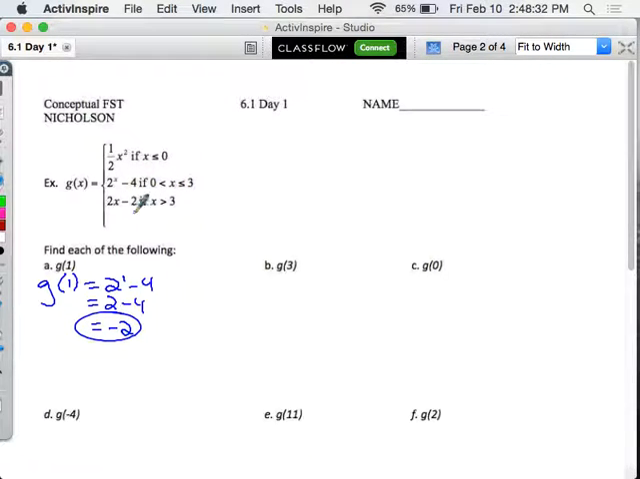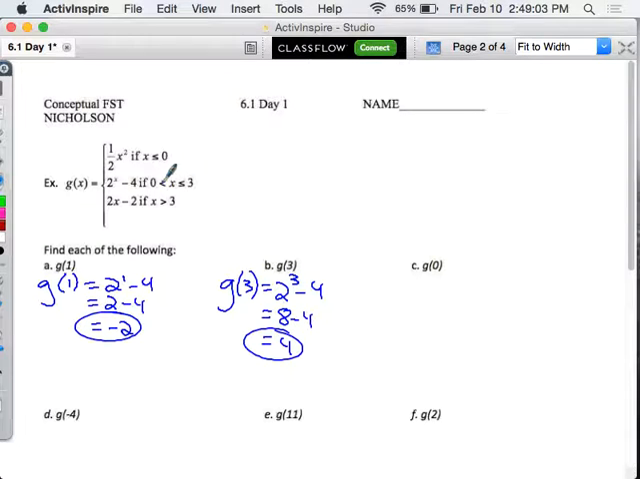This one says the x value has to be greater than 3. 3 is not greater than 3, so we can't plug it into the bottom one. 3 is or equals to 3, so that's why we have to plug it into this middle one. To find g sub 3, we do 2 to the power of 3 minus 4, which is 8 minus 4, which is 4.